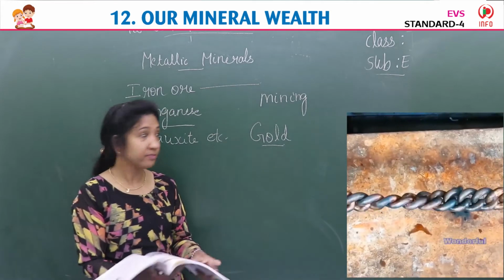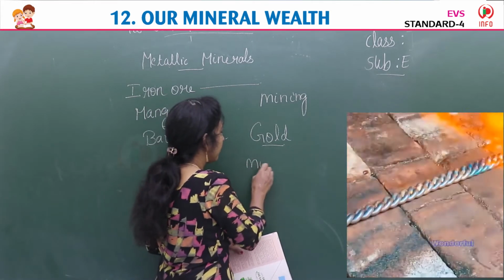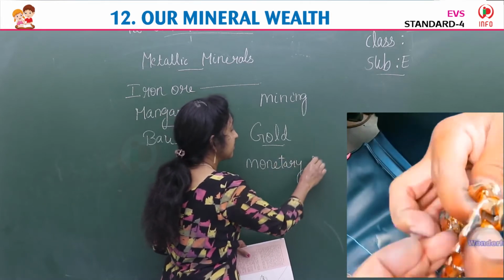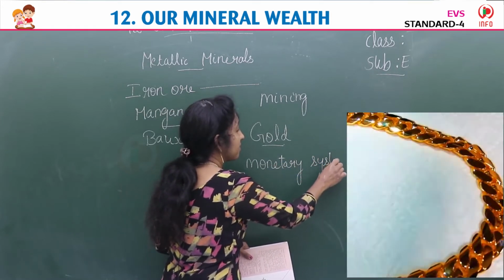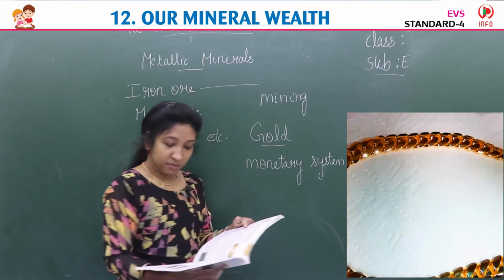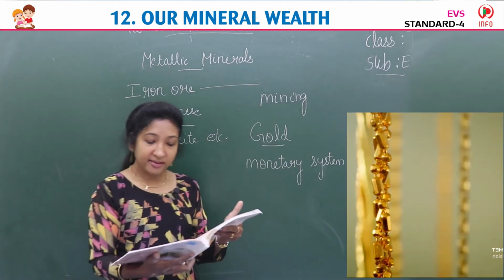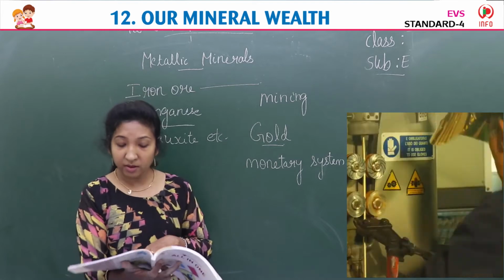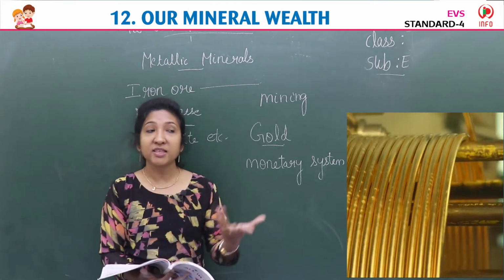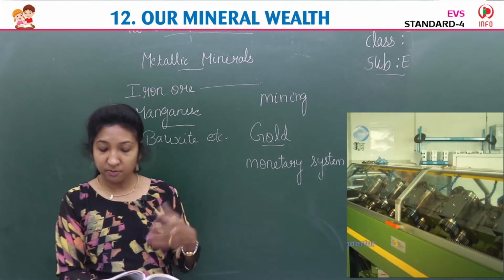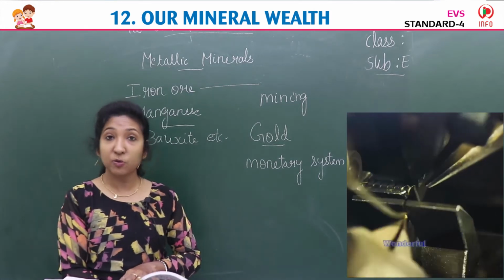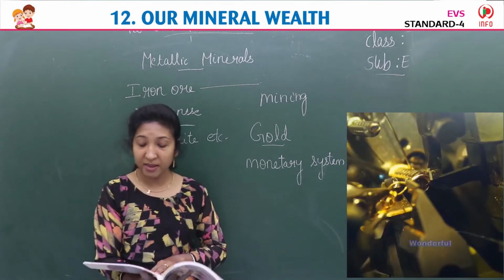Monetary system. Monetary system means a system by which the government provides money. It provides money for our country. In the monetary system, the country's currency, India's currency, is the rupee, coin, rupee.